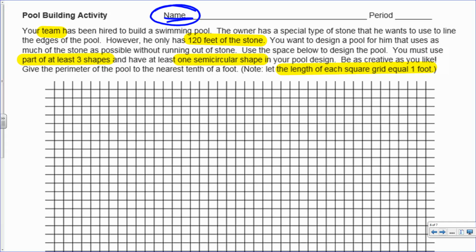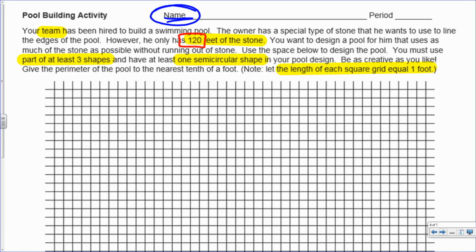Now, the owner has hired your team, and they have a special type of stone. He wants to use it to line the edge of his pool. So remember, we looked at that edging. However, he only has 120 feet of the stone. So you're limited on how big your pool can be because you only have 120 feet of stone. So you want to design a pool for him that uses as much of the stone as possible, because you don't want to waste any of it, but you don't want to run short. You cannot run out of stone. So you're going to use the space below to design a pool. Please use a pencil, because you're just kind of getting ideas and there's going to be some erasing involved.